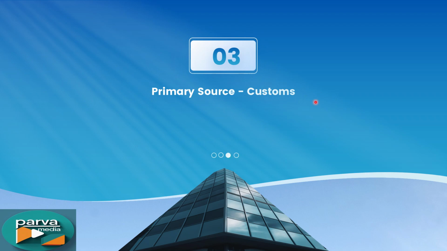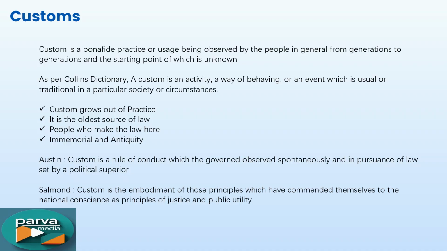Now let's look into one of the most important sources of law, which is customs. Custom refers to a bona fide practice or usage that has been observed by the people from generation to generation, often with an unknown starting point. The starting point of the custom is unknown. Custom is a general practice that people follow from generation to generation.